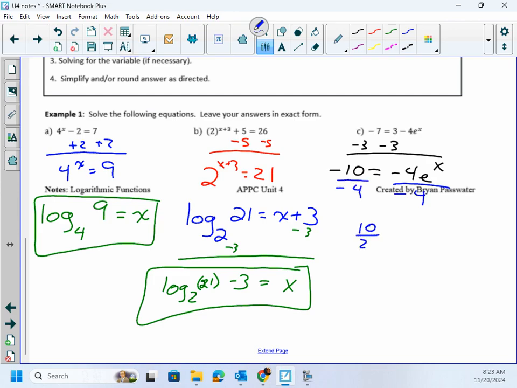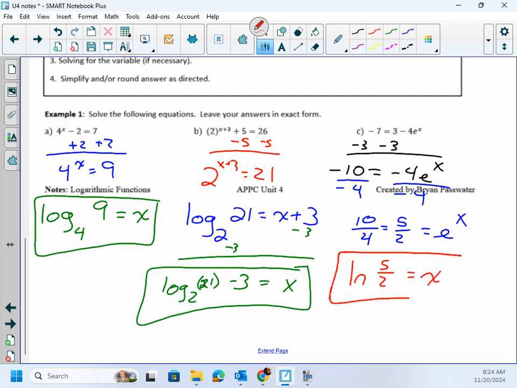So 10 over 4, which, by the way, is 5 over 2, is equal to e to the x. I've got to take this out of exponential form and put it into log form. So it becomes the natural log, because that's log base e, of 5 halves equals x. And that, ladies and gentlemen, is my final answer. So again, these could all be written as decimals, but it said leave in exact form. These are the exact forms that we're looking for.